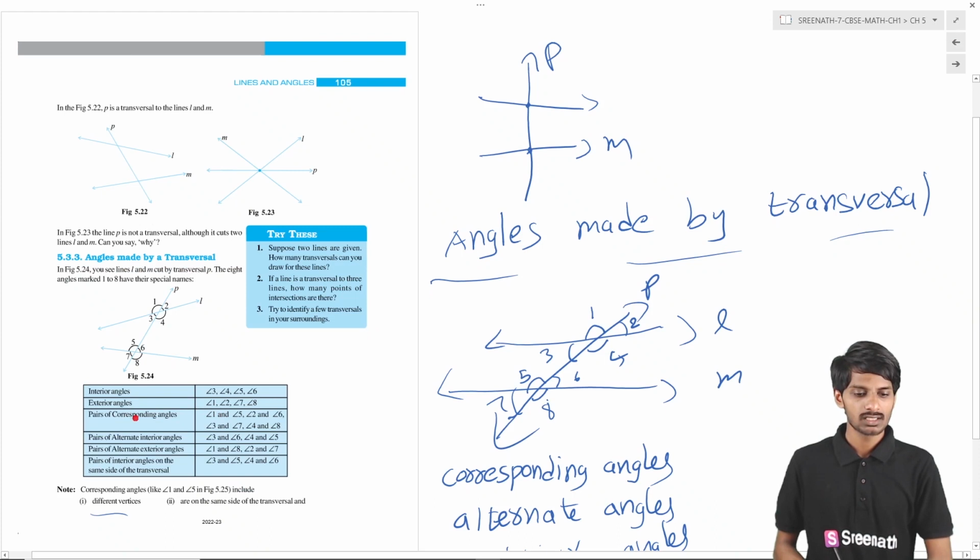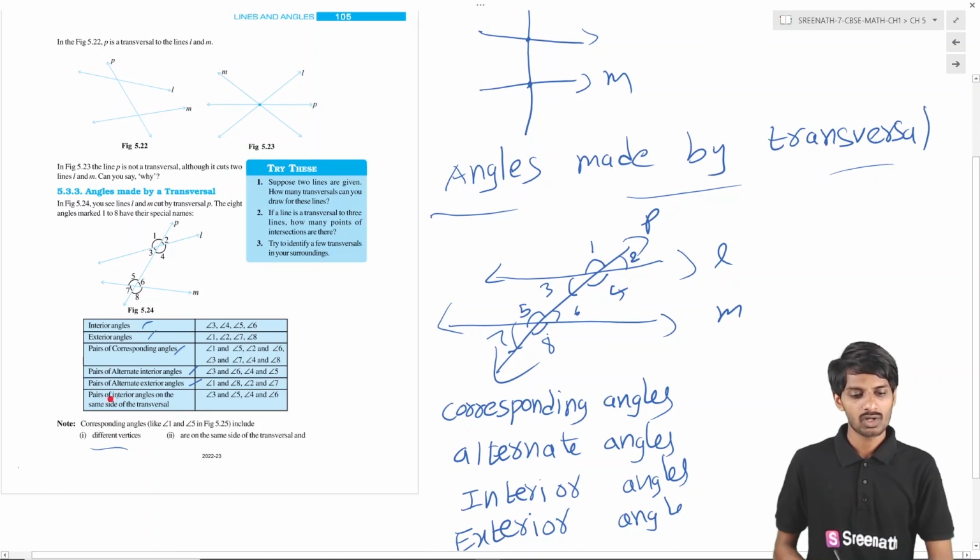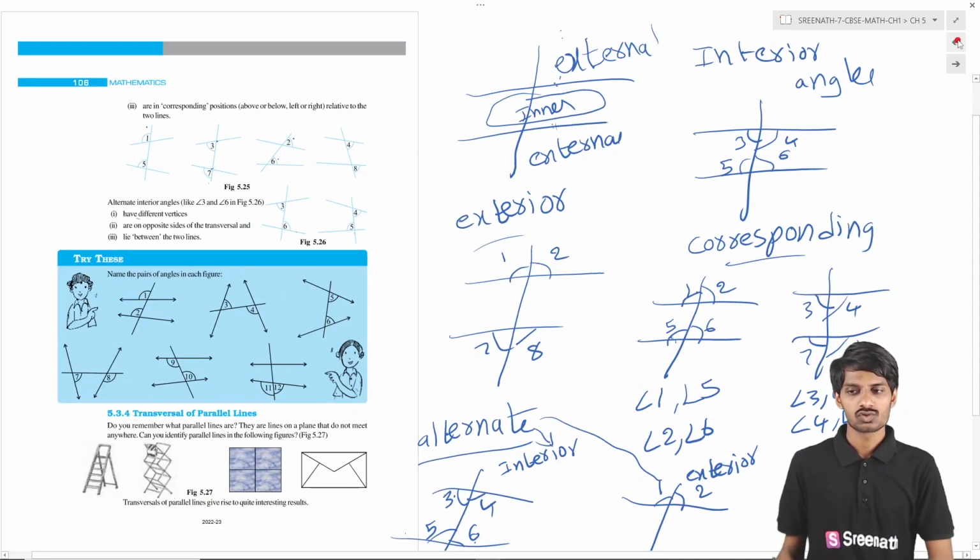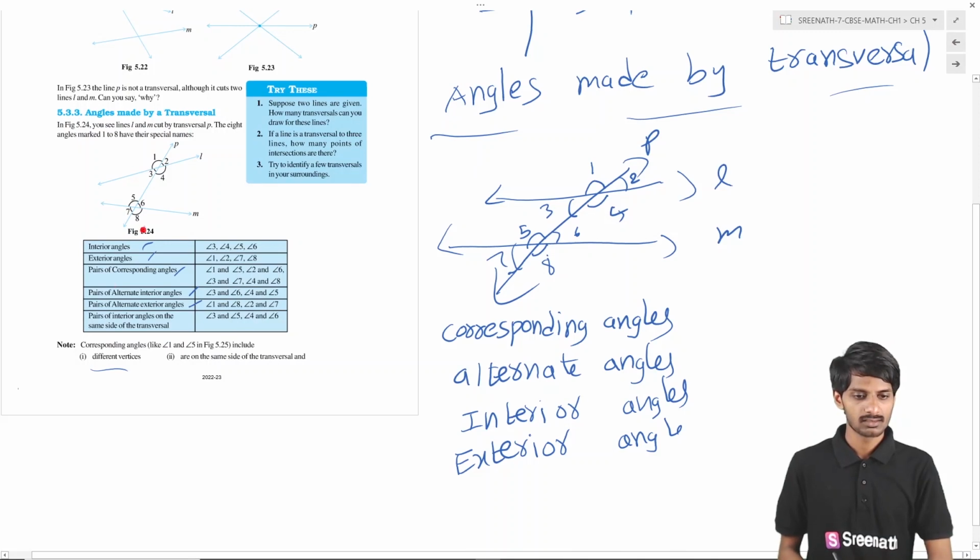Next thing is what? Pair of corresponding angles we discussed, exterior angles we discussed, interior angles we discussed, pair of alternate interior angles we discussed, pair of alternate exterior angles we discussed. We have not discussed the pair of interior angles on the same side of the transversal. Suppose I explain to you, students. So let's take here. What are the interior angles? All these are the interior angles, and the pair of interior angles on the same side.